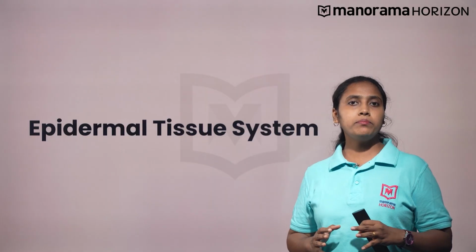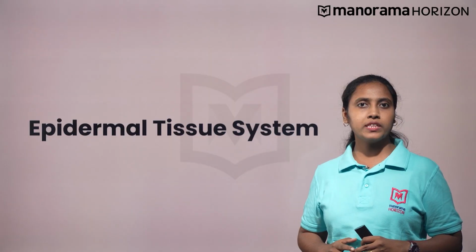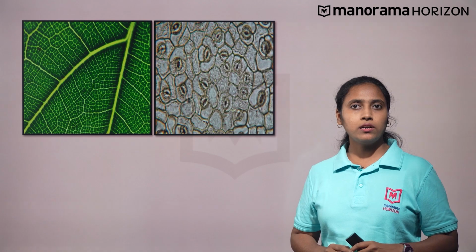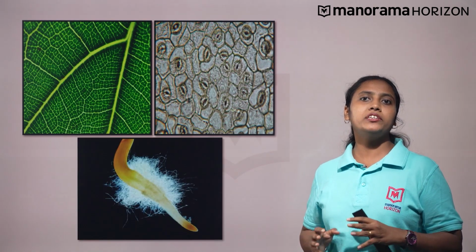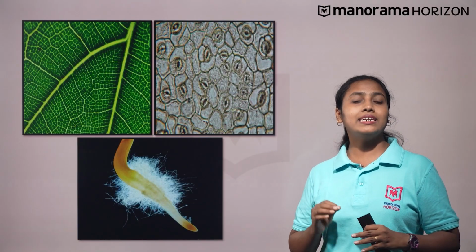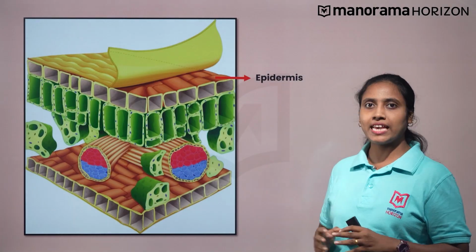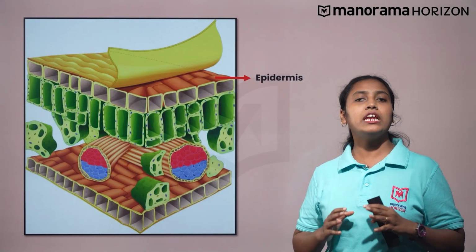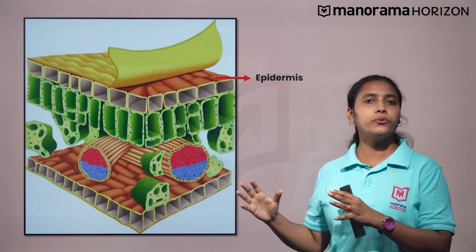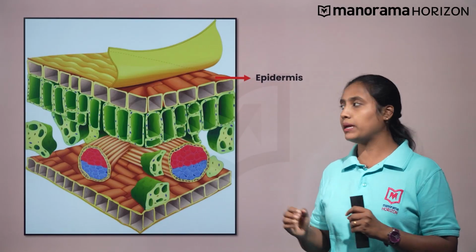So, can you name the tissues constituting the epidermal tissue system? It is epidermal cells, stomata, and many epidermal appendages. Epidermis is the outermost layer in tender parts of the plant body. If you look at the epidermal cells, they are made up of elongated, compactly packed cells forming a continuous layer. Well, which types of cells make the epidermal layer?